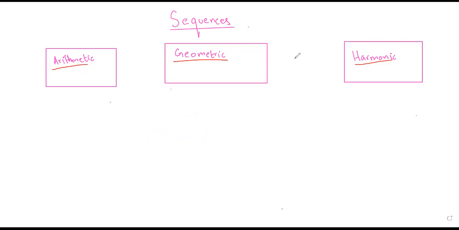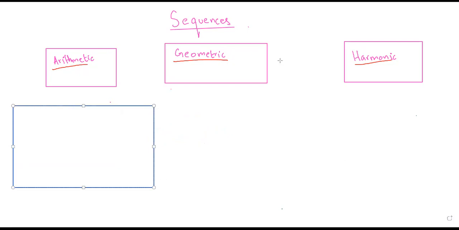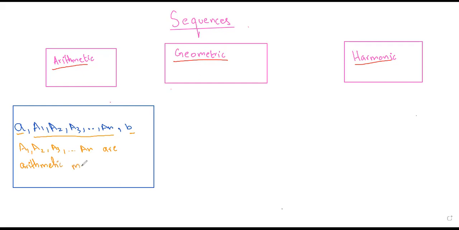But let's say I talk about the arithmetic sequence first, and I have this pattern. So the first term is small a, second one is A1, then we have A2, then A3, then we have An. We don't know how many capital A's we have, and then the last term is B. In this case, you should know that A1, A2, A3, and so on till An, all these capital A's between the first term and the last term, are called the arithmetic means between A and B, okay?